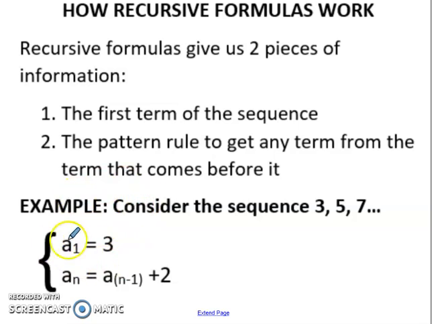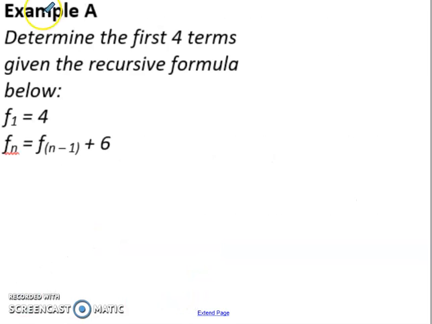Okay, so if I have this, my first term, that's what this part means, right? First term is 3. That's what this is saying. So I start at 3, and then it says to find any term, I take the term before. It's so complicated, but don't overcomplicate it, right? It's just saying this is what I use. This is my additional amount. So to get to my next term, I would add 2. And then to get the next term, I would add 2. And then to get the next term, I would add 2.